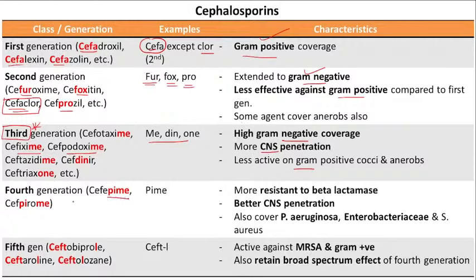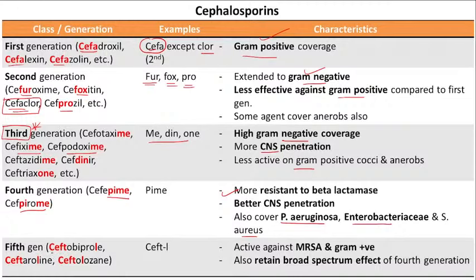Fourth generation is identified through the pime, cefepime and cefpirome, these are the only two molecules. These are characteristic, they have the capability to cover organisms like Staphylococcus aureus, Pseudomonas aeruginosa and Enterobacteriaceae. These are the organisms that have been specifically covered by this generation.